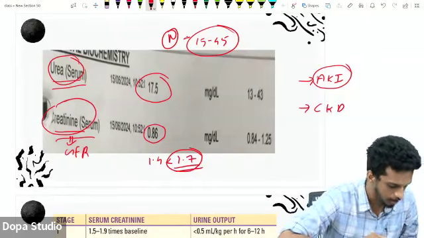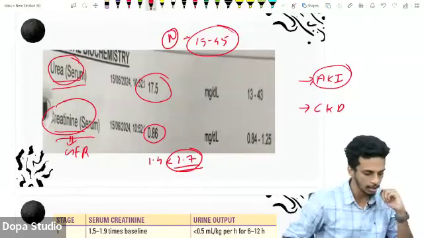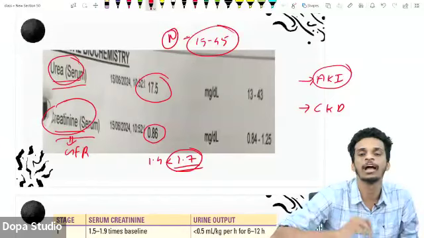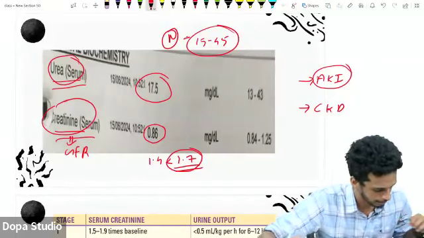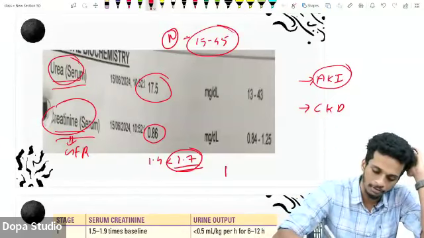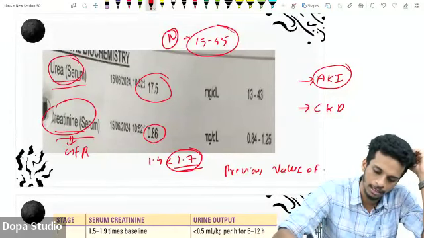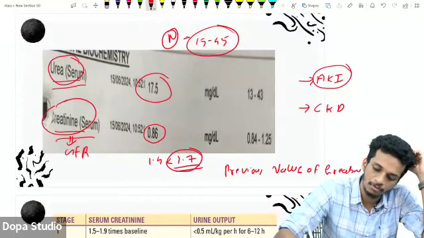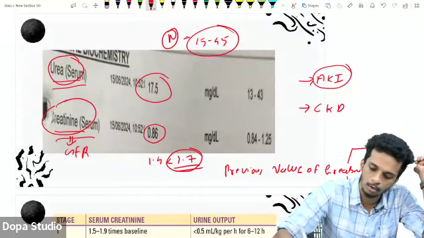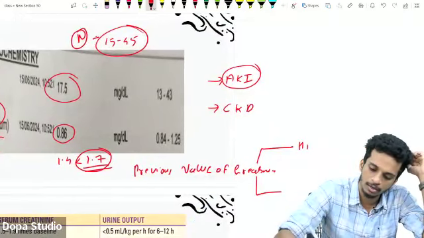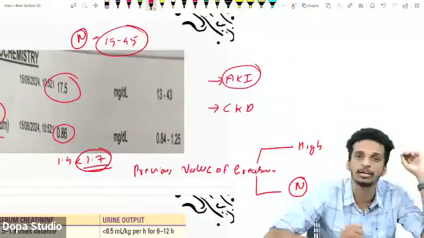Exactly, Basil. We are going to look into the previous value. Excellent. We are going to check the previous value of creatinine. If the previous value of creatinine is also high, or the previous value of creatinine is normal, there are two possibilities.